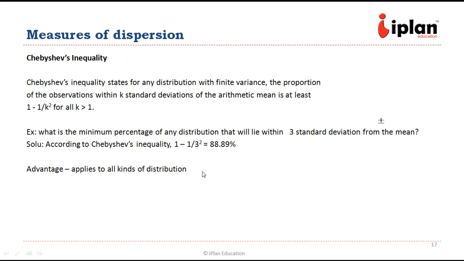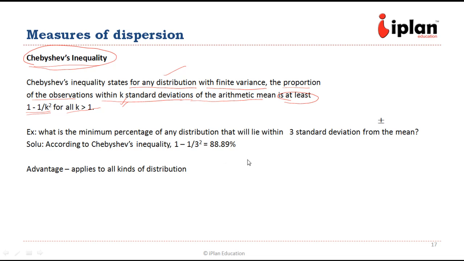Now let us look at one of the most fundamental theorems which will help us to get the basic idea about any distribution. Chebyshev inequality. It states that for any distribution with finite variance, the proportion of observations within k standard deviation of the arithmetic mean is at least 1 minus 1 upon k square, defined for all values k greater than 1.